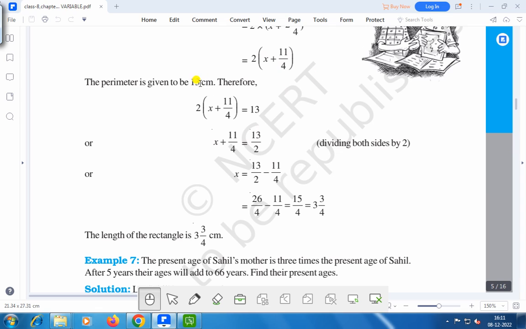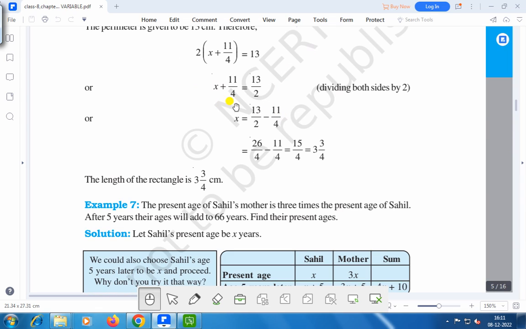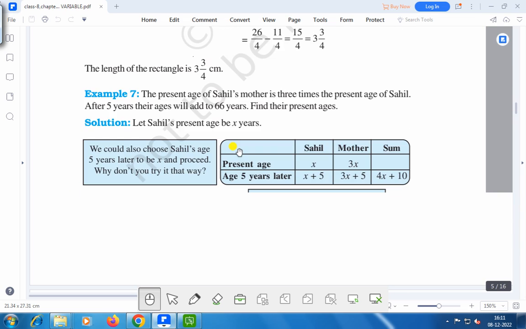The perimeter is given to be 13, therefore 2 into x plus 11 by 4 is equal to 13. I get the value of x as 3 whole 3 by 4. Therefore, the length of the rectangle is 3 whole 3 by 4 centimeter.